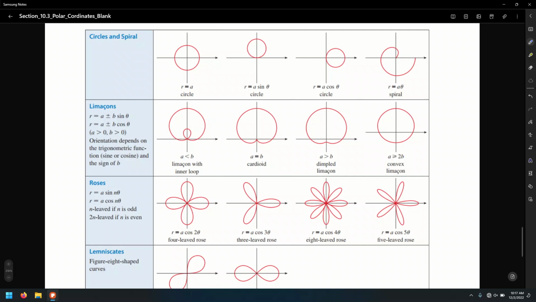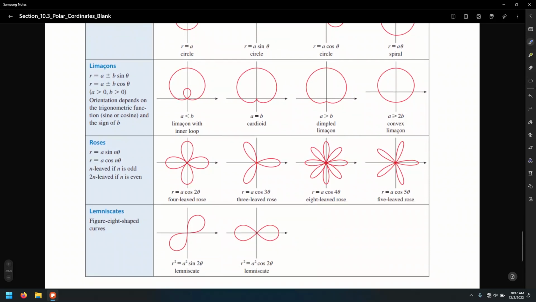But the most interesting ones are the roses, and it depends on what we have inside of the angle. That's going to tell us how many petals the flower will have, for example. Again, you don't have to memorize this by heart, but it's a pretty cool pattern recognition idea. So we are going to have r equals a sine or a cosine of n theta.